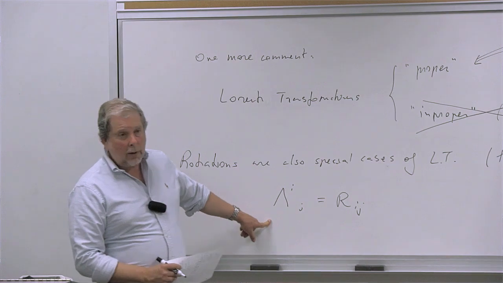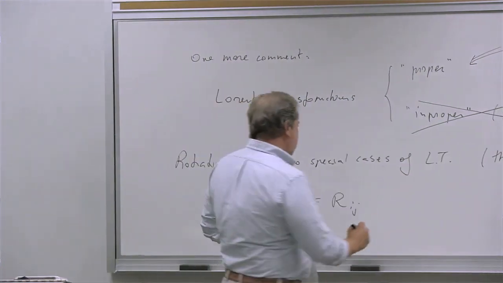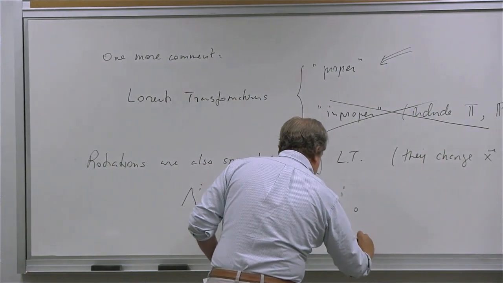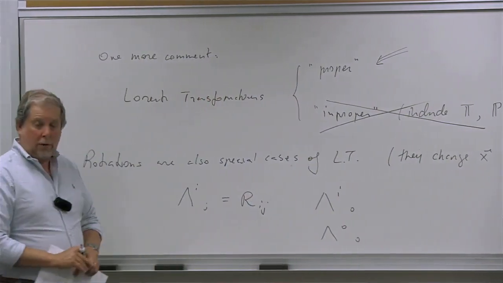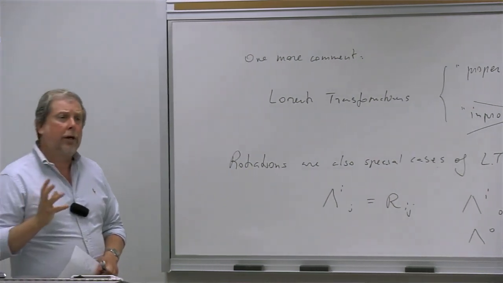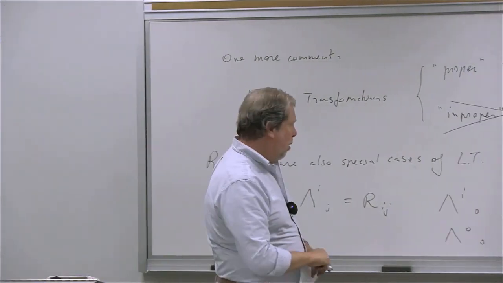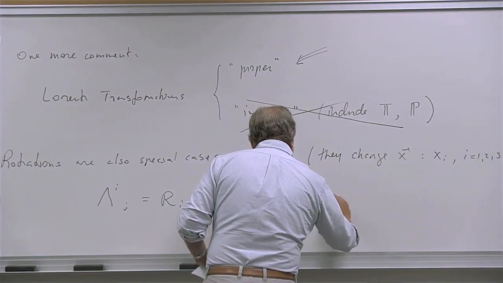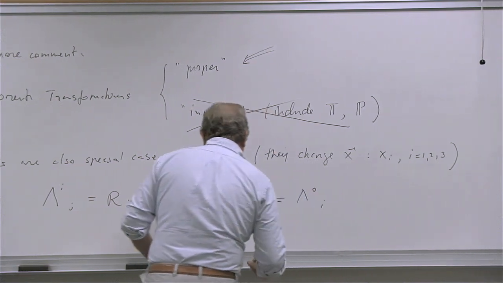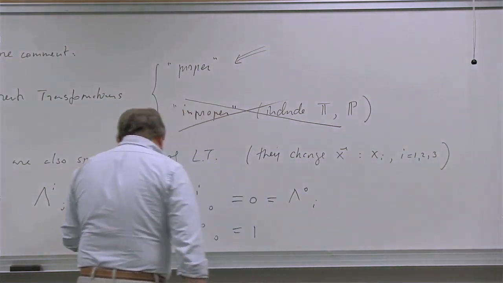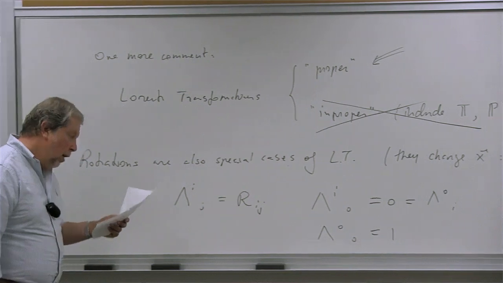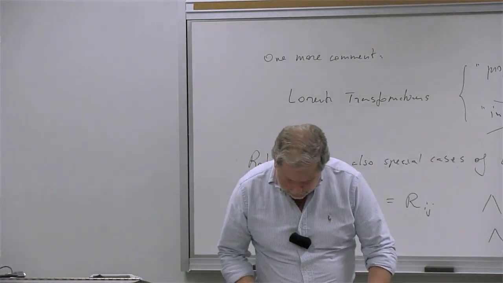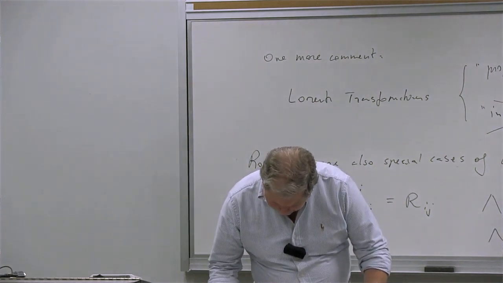And so what about the remaining components? Well, the remaining components would be the lambda^i_0 and the lambda^0_0, right? And well, if this is a good, honest, simple rotation, then it doesn't do anything to the time components, right? So the lambda^i_0 would be equal to 0, and the same for lambda^0_i. And the lambda^0_0 just would be equal to 1. So a rotation is a special case of a Lorentz transformation. It falls into the same class.